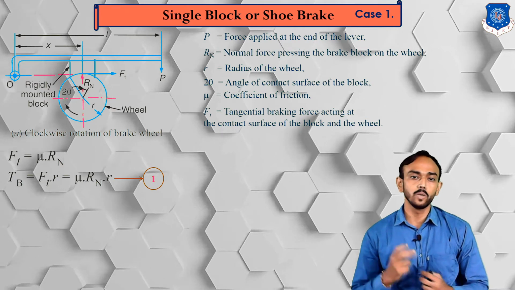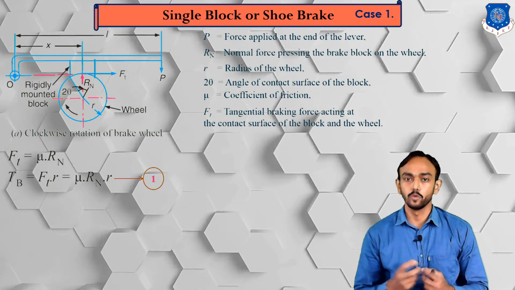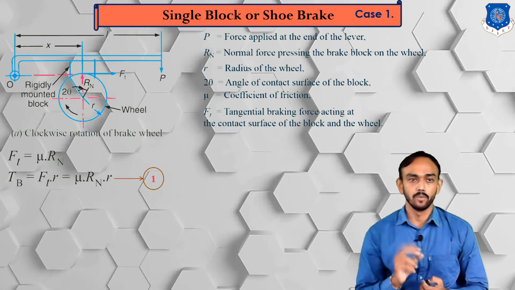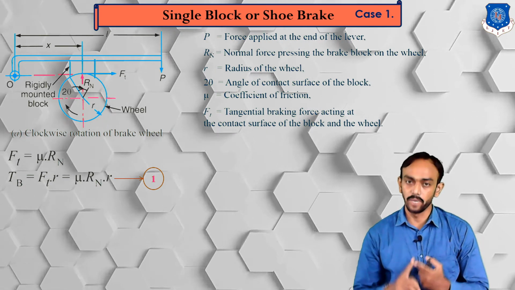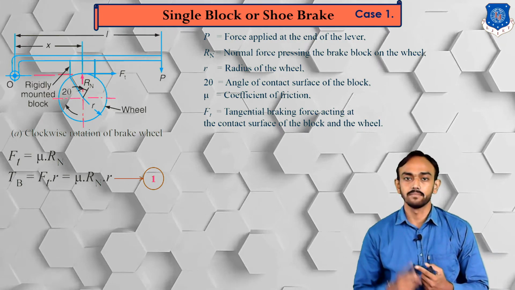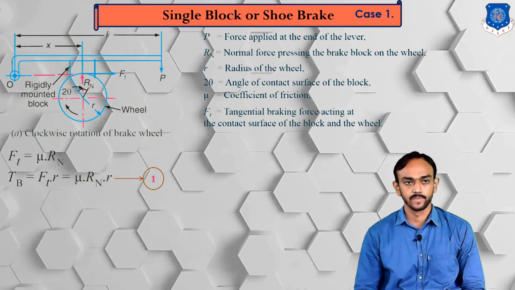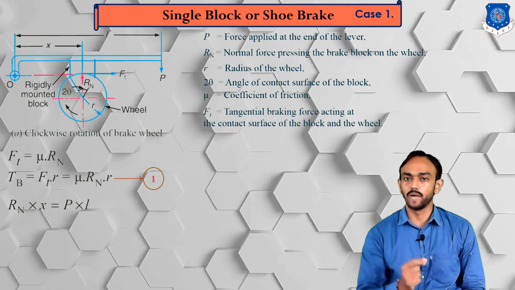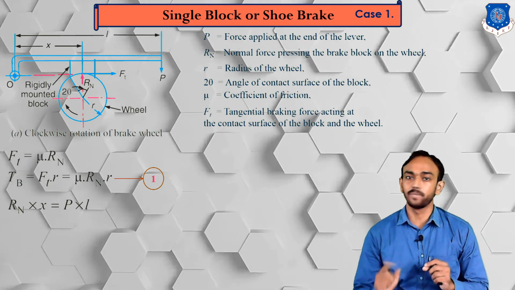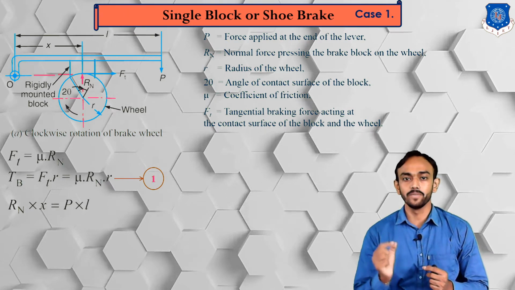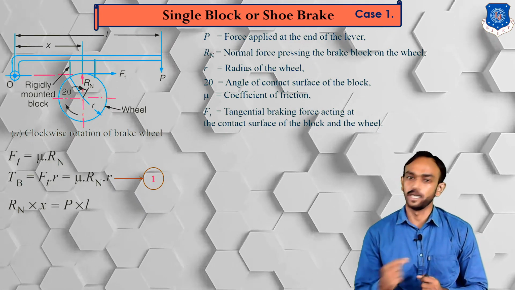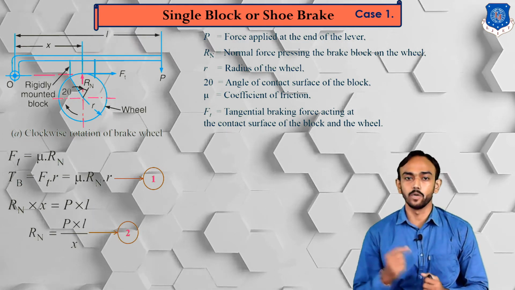Now we are going to take the moment. And as you know, moment is equal to force into distance. So for this whole system, let's take the moment. You can see there are three forces. First is the P force we have applied, second is the reaction force Rn, which is perpendicular to the point of contact, and third is Ft, which is the tangential friction force. Taking the moment: P force into L distance and Rn into X distance. We are not considering Ft right now, because Ft into distance is equal to 0, as Ft passes through the point O. So our equation will be Rn into X is equal to P into L. Making Rn the subject, Rn is equal to P into L by X.